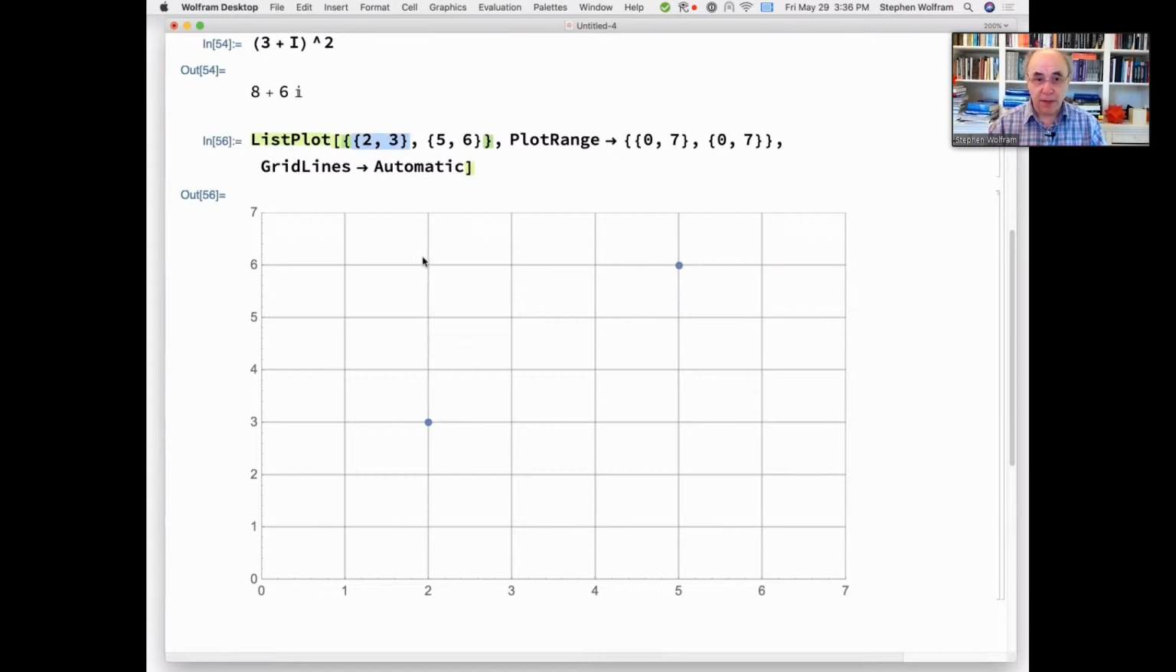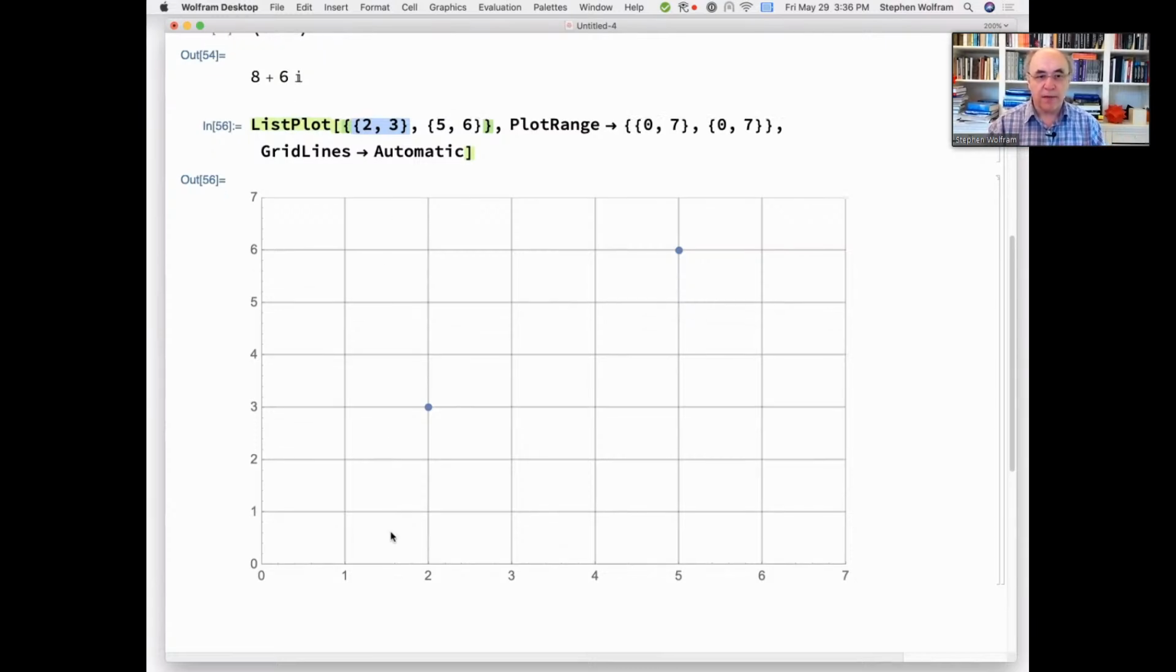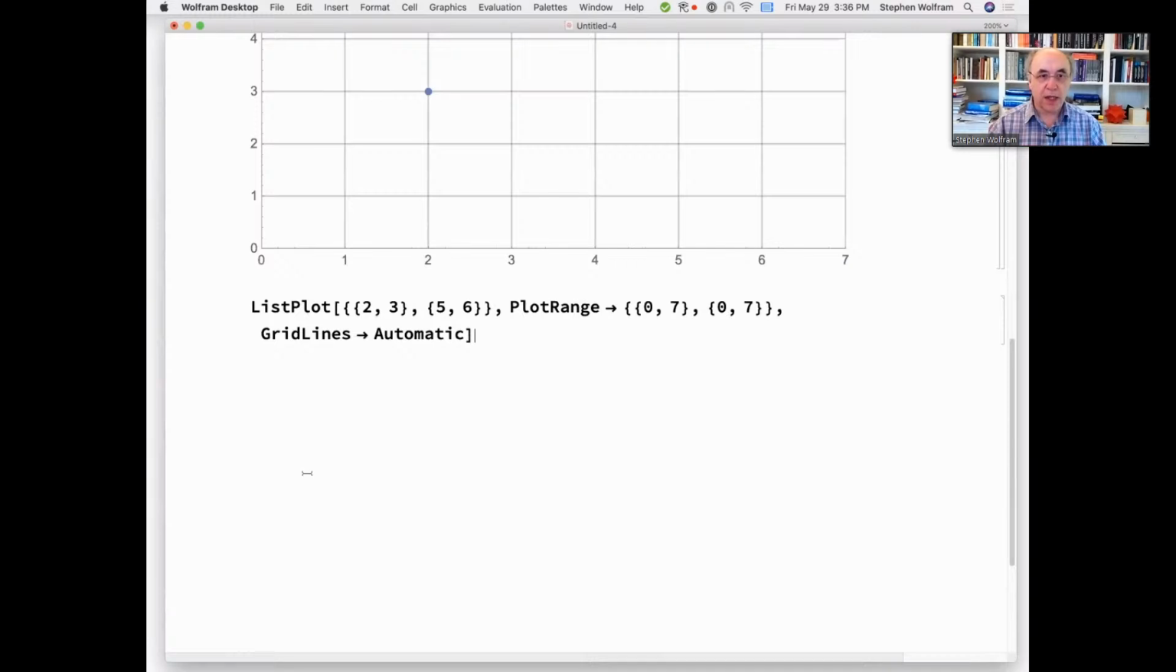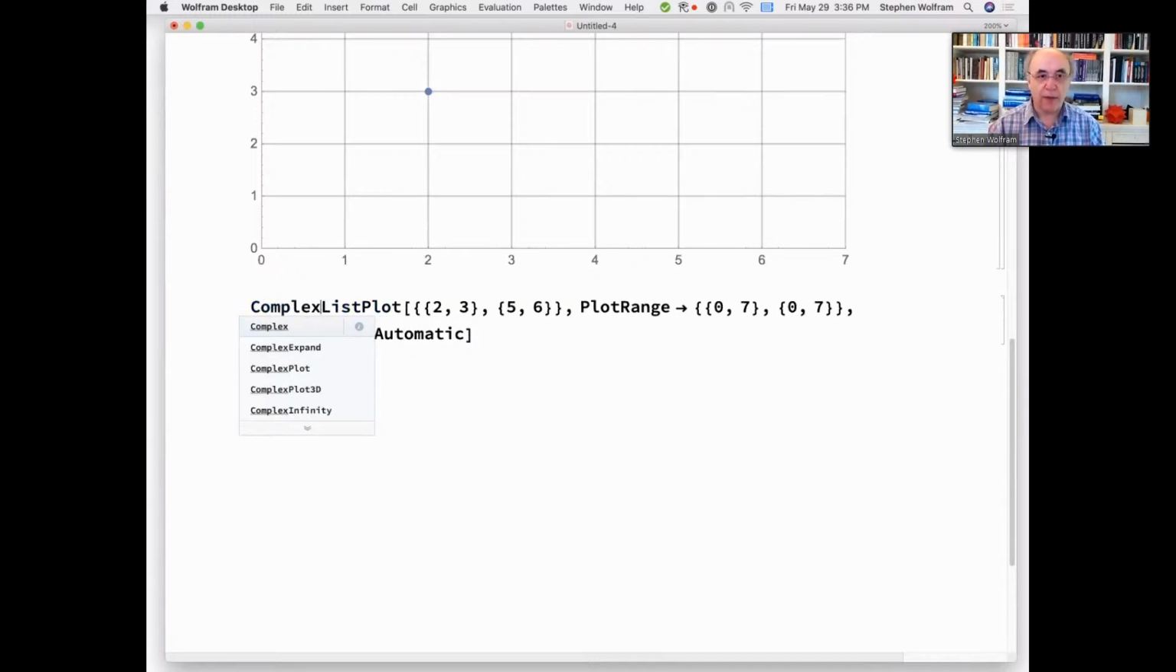Well, with complex numbers, we can say when we have a number like 3 plus I, remember I represents the square root of -1, but it's just this thing that we can think of as just a thing we write down. We don't have to say what its value is. It's just a thing we write down that represents the square root of -1. So similarly, we could say something like, call it complex list plot, because these are called complex numbers. We could say 2 plus 3i, 5 plus 6i.